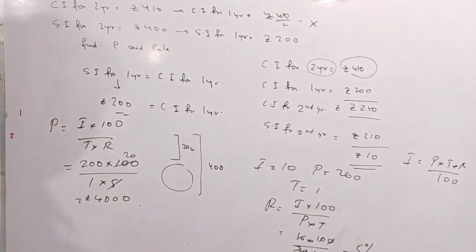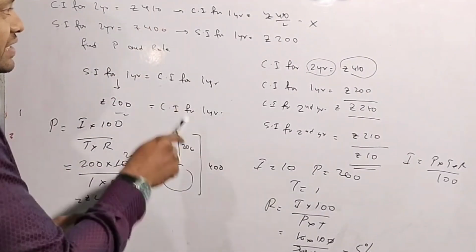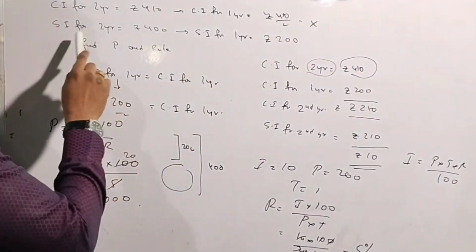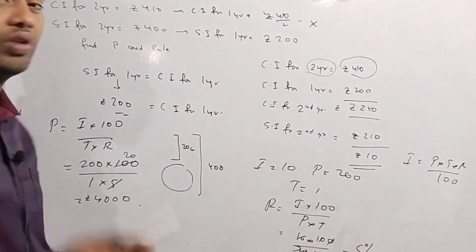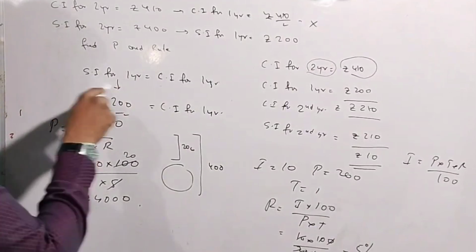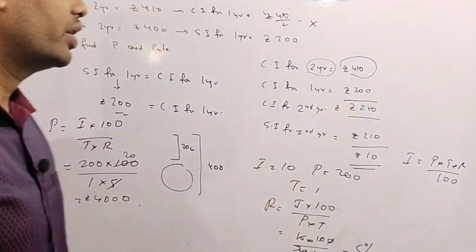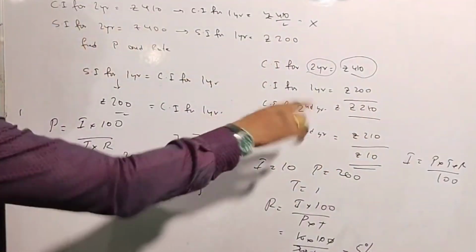Okay, so the compound interest for 2 years cannot be the same for both the years, so that's why we cannot divide it by 2. But simple interest for the first year and the second year will be the same, so that's why it is divided by 2. So I got 200. Now this one you understood. Okay, now compound interest for 2 years is 410, they gave me. And I got the interest for 1 year as 200.